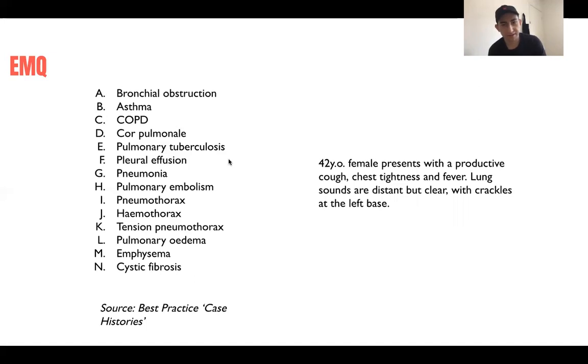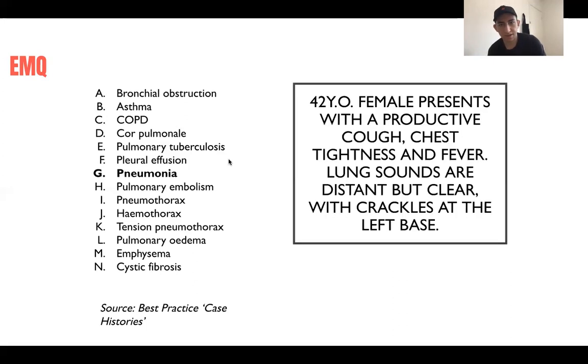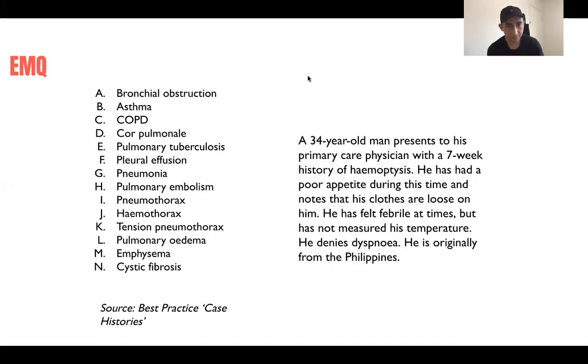Perfect. You all got that. So this woman has pneumonia. Chest tightness, fever, productive cough. This would just be a normal case of community-acquired pneumonia. She probably just has a strep pneumonia. She would be treated with amoxicillin. If required, probably would not require hospital admission.